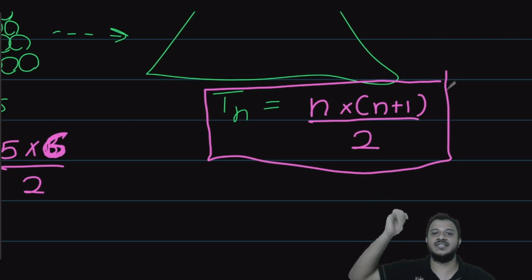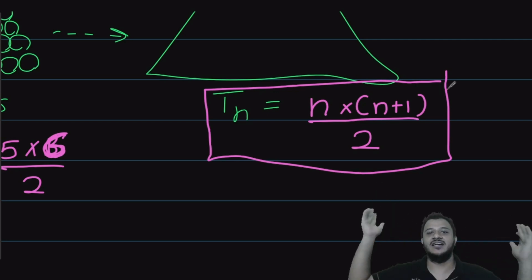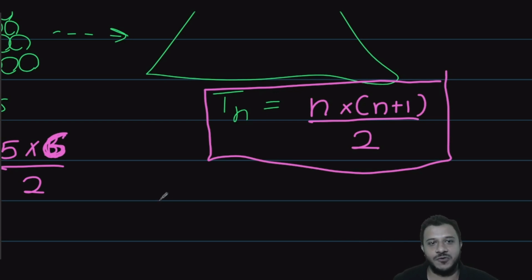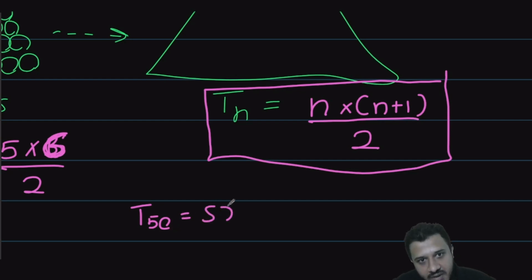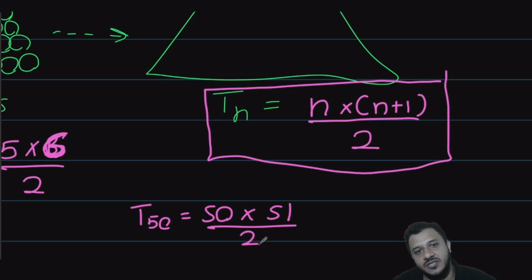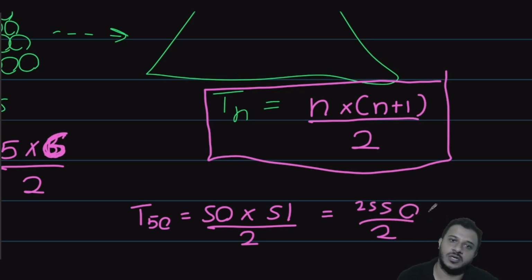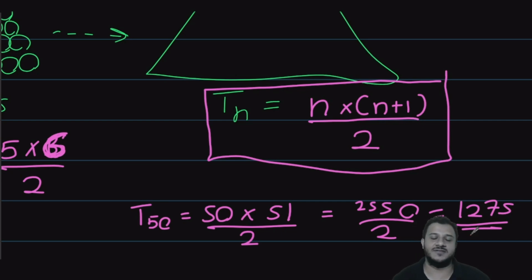Using this, you can even find the 50th triangle number if you want. What should I do? Triangle number 50 will be the number I want multiplied by the number after that, divided by 2. 50 times 51 is 2550, divided by 2, and that's going to be 1275. Easy peasy. I didn't even draw any balls to find that.